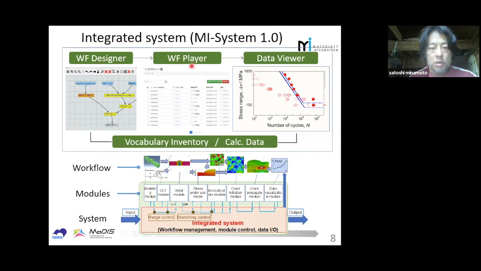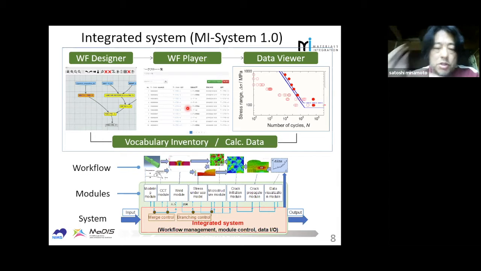This is one component, and of course we have a viewer. In order to understand the restrictions of the physical model or data, or I mean the metadata, we store the vocabulary. We call it the vocabulary inventory system. In each module or each data, this yellow part shows the module, I mean the calculation program, the blue one is the input condition, and the gray one is the output.